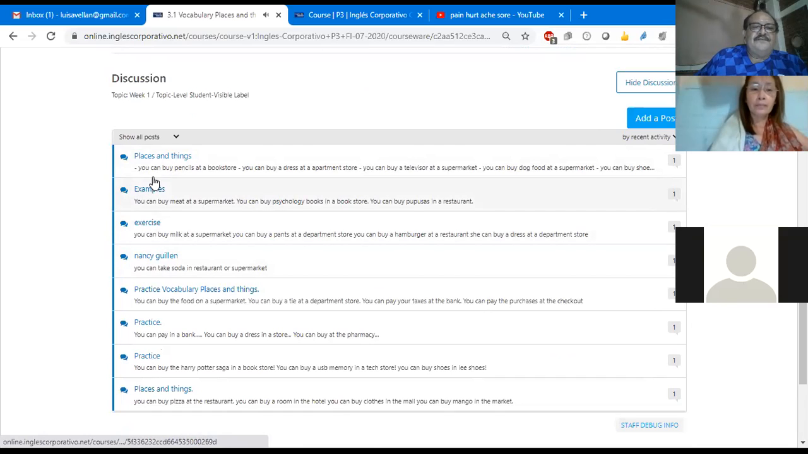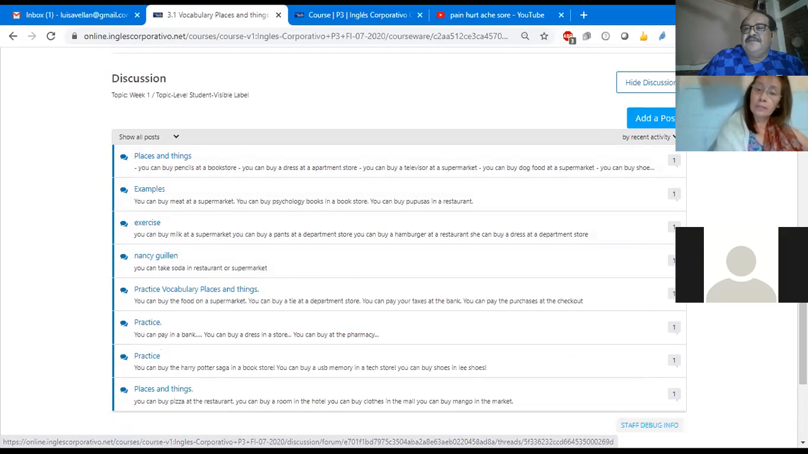Okay, here we have, right? You can buy pencils at a bookstore. You can buy a dress at a department store. You can buy a television at a supermarket here in the US. Can be a department store, supermarket too. Okay, you can buy dog food at a supermarket. Okay, you can buy shoes at a shoe store. You can buy meat at a supermarket. You can buy quality books in a bookstore. You can buy pupusas in a restaurant.